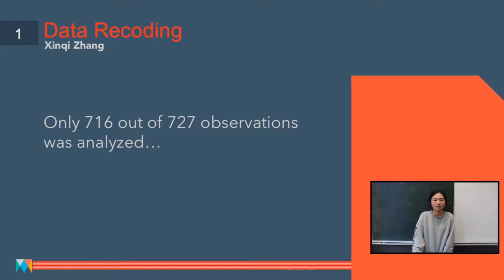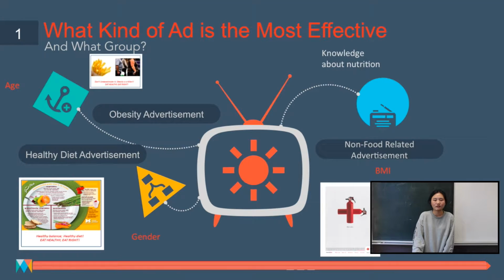In the presentation and the project, we will divide advertisements into three groups. The first group is about obesity, which includes Ad 1 and Ad 2. The second group is healthy diet, which is Ad 3 and Ad 4, and the third group is non-food related advertisement, which is Ad 5.